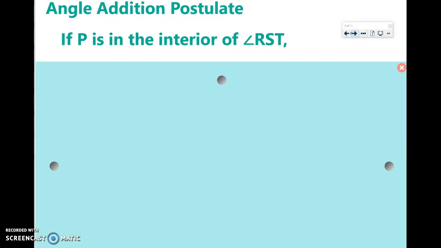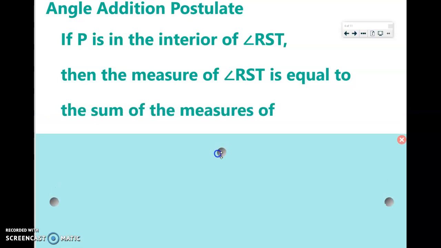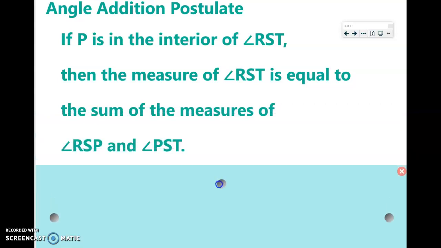All right, angle addition postulate. Follow along and write down this postulate. If P is in the interior of angle RST. So visually you should be thinking about an angle that has a vertex S and the rays SR and ST. Then the measure of angle RST is equal to the sum of the measures of angle RSP and angle PST.